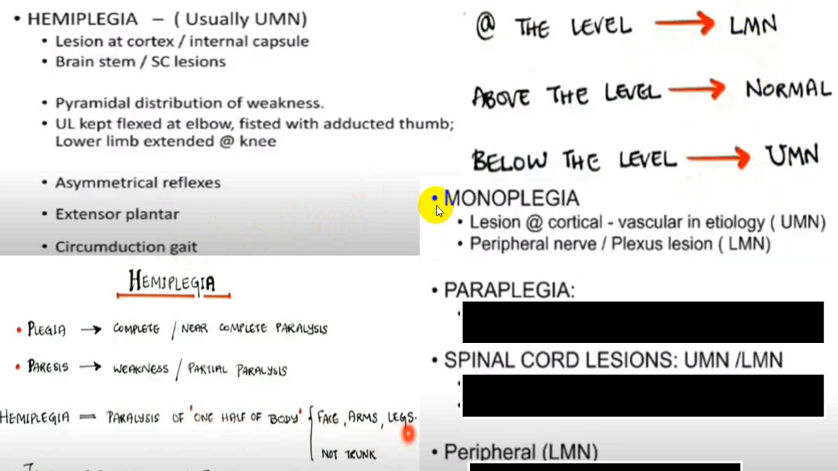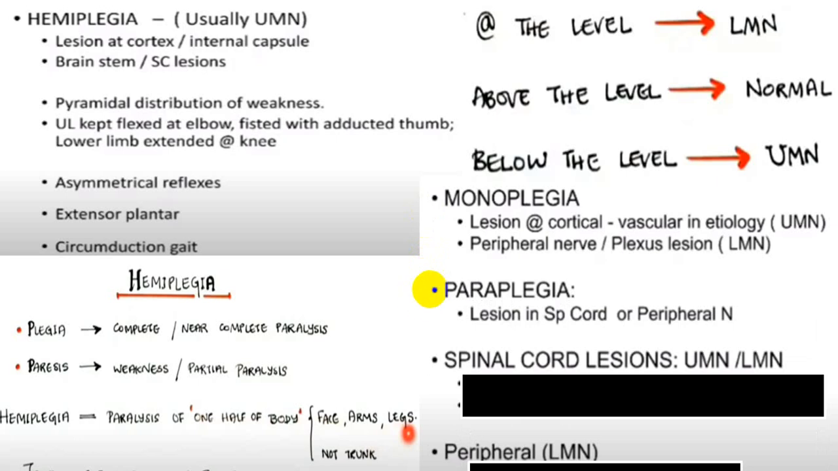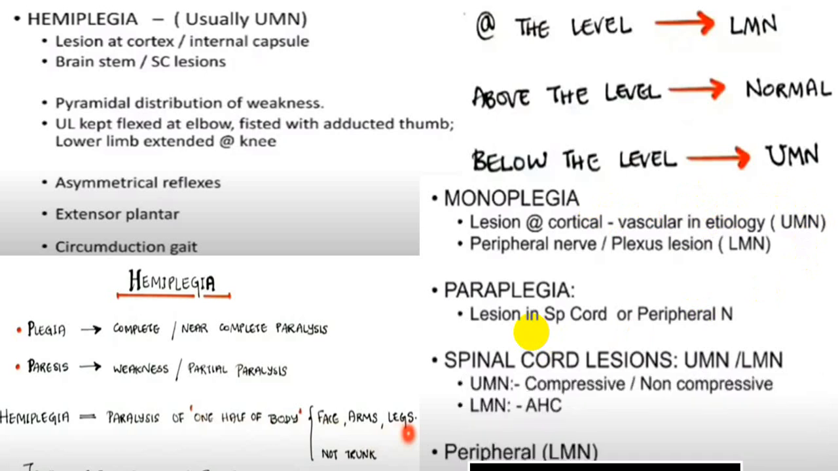If only one limb is involved, monoplegia. If both lower limbs are involved, it is paraplegia. Very frequently it will be in a spinal cord or maybe in a peripheral nerve. Monoplegia is very frequently in a plexus lesion where it will be lower motor neuron, or peripheral nerve, it will be lower motor neuron. And if there is a cortical damage it will very frequently be vascular etiology, and it will be upper motor neuron variety. If there is a spinal cord damage, below the level it will be upper motor neuron. At the level, it will be lower motor neuron. And this can be compressive or non-compressive.